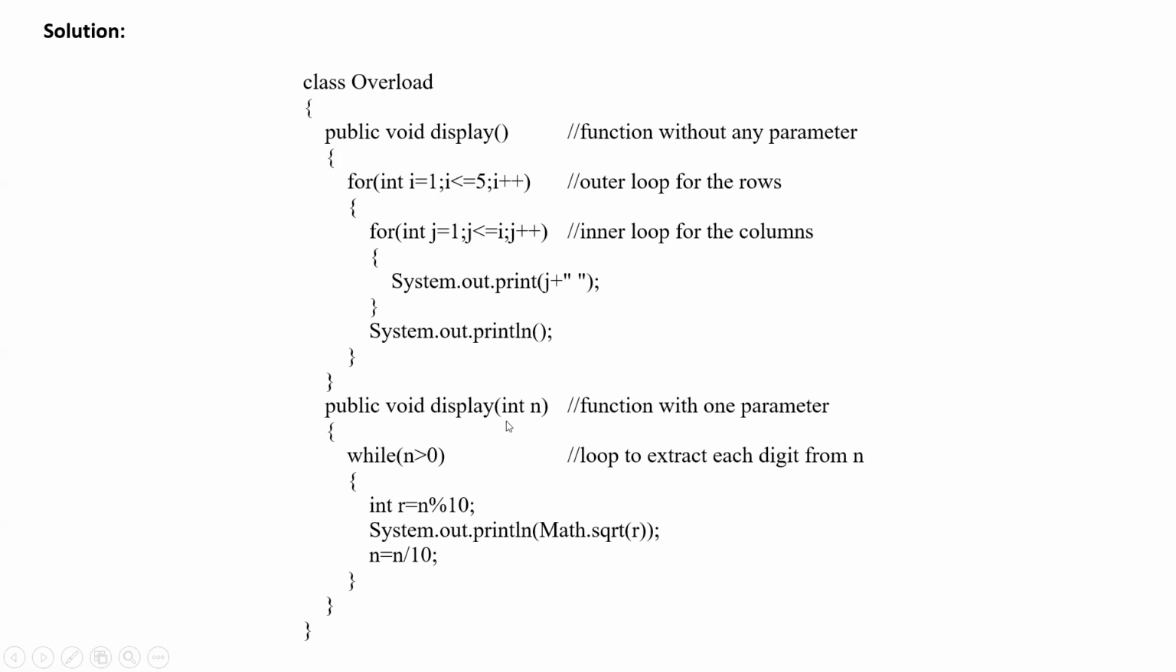Now the second function, it is taking one integer parameter n. Now what it is doing, we are extracting the digits from the number in the backward direction, and for each digit extracted, we are getting the square root of that and printing. So while n greater than 0, int r equals n modulus 10, each digit extracted, System.out.println(Math.sqrt(r)), the square root of each digit extracted, and the number is then divided by 10 to reduce it.